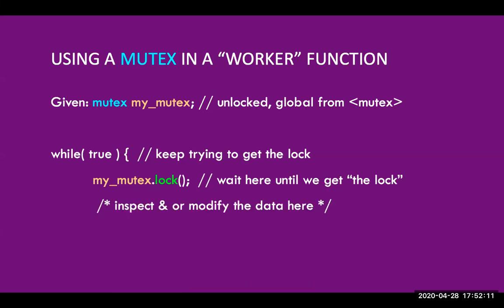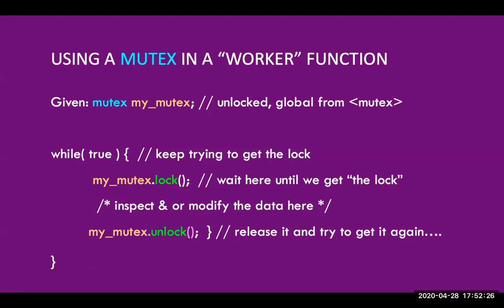Which means, hey, if it's available, I'll take it and I'll run with it. But if it's not, I'll pause right at the mutex lock and wait for it to become available. That's how these mutexes work. They pause your thread until the lock becomes available. And then when you're done, it's critical that you unlock that mutex, right?